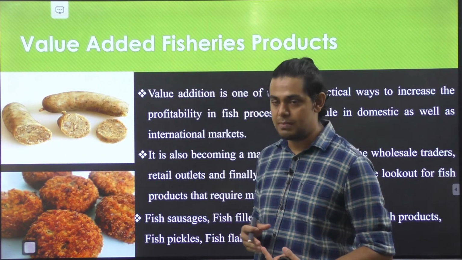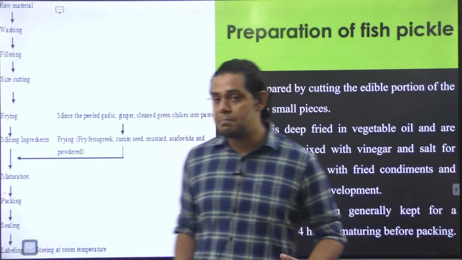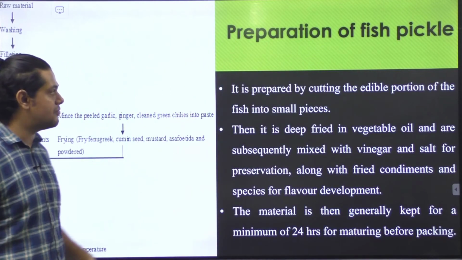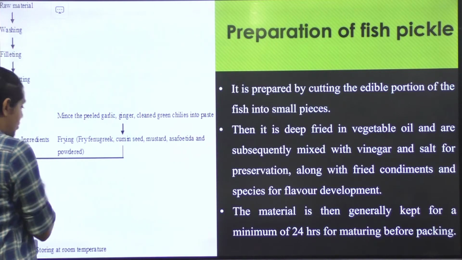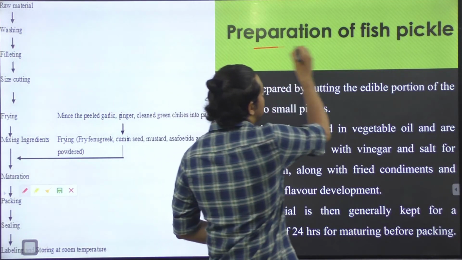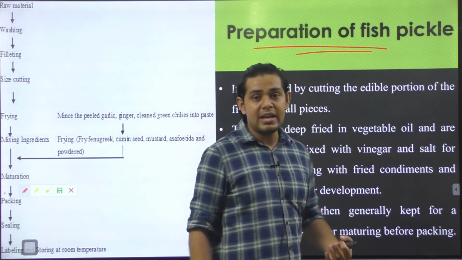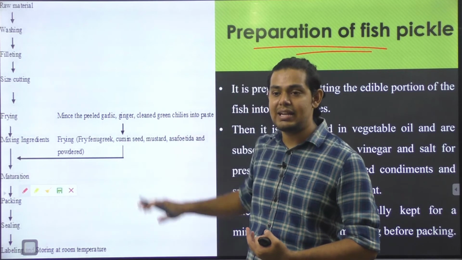Let us have an understanding of a couple of the important value added products and how exactly to manufacture them. First, I have given you a brief process protocol for the preparation of fish pickle. This particular flowchart effectively describes how exactly it has to be done.